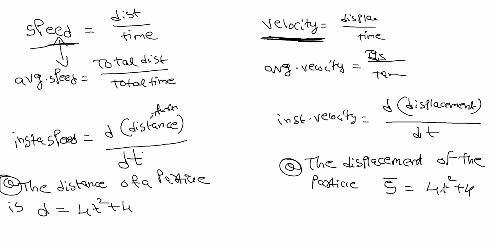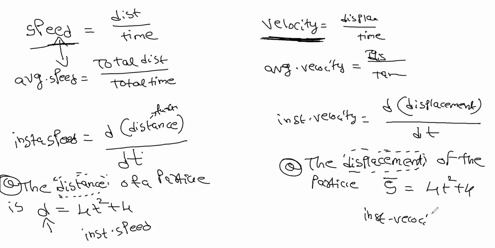Here you are differentiating the distance. Here you are differentiating the displacement. That is the only difference between speed and velocity. If you differentiate the distance function, you will get instantaneous speed. If you differentiate the displacement function, you will get instantaneous velocity. That's it.